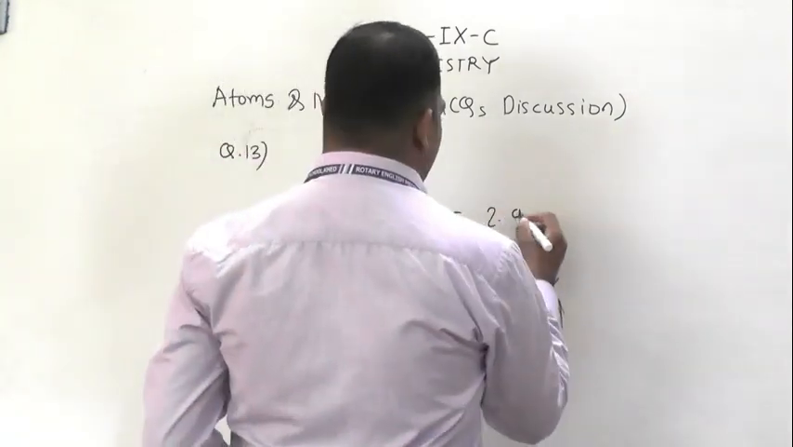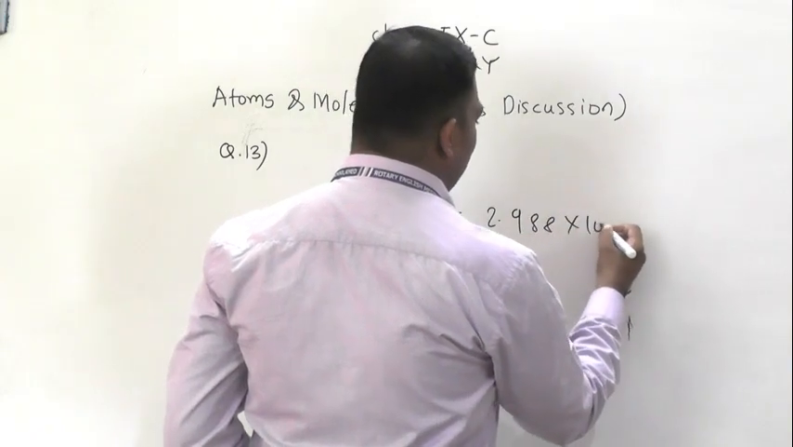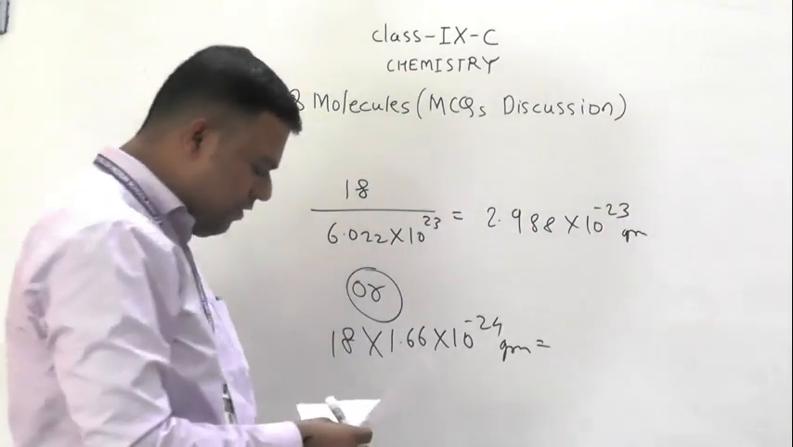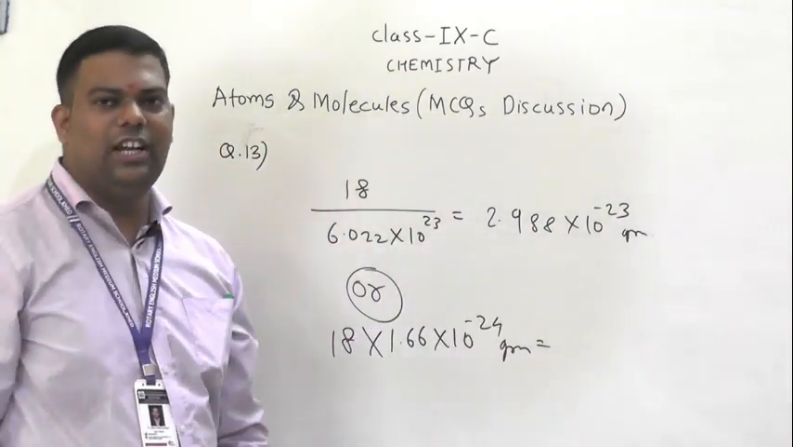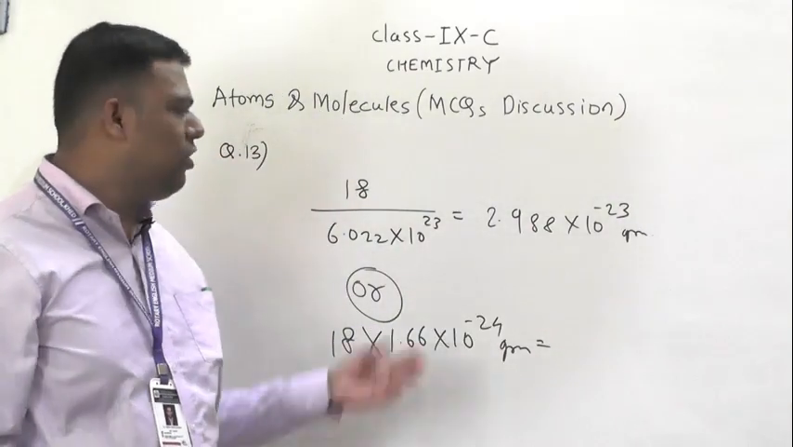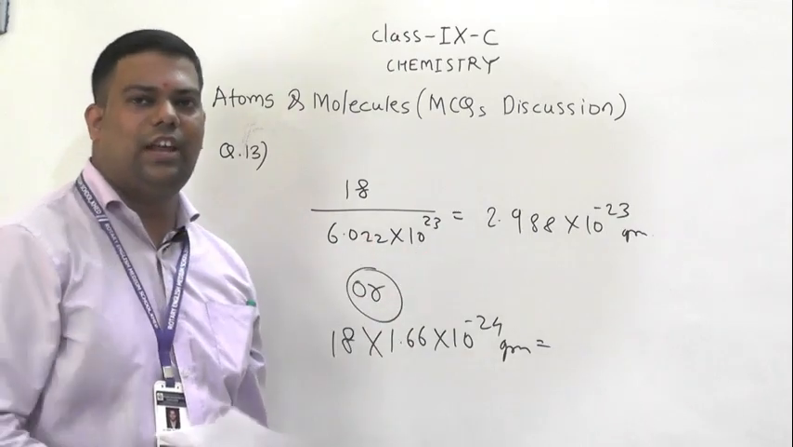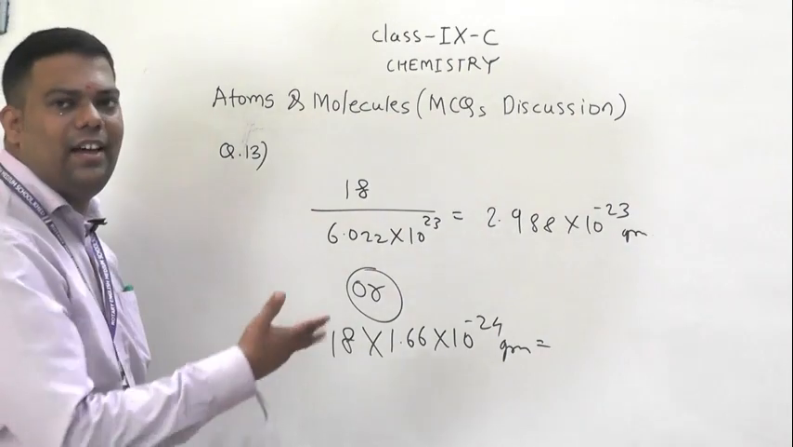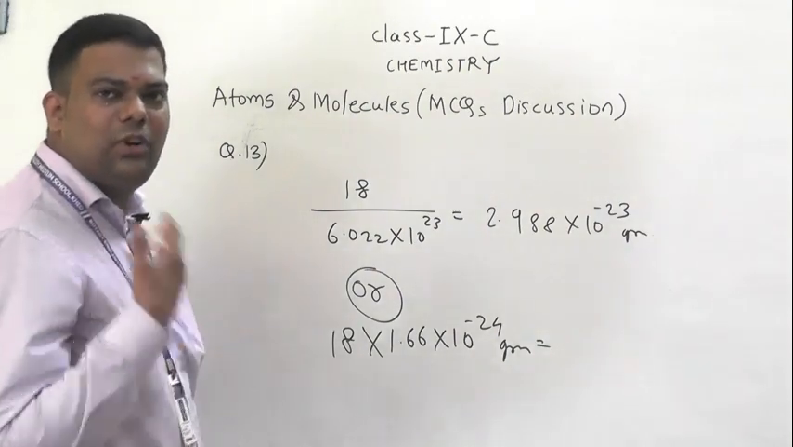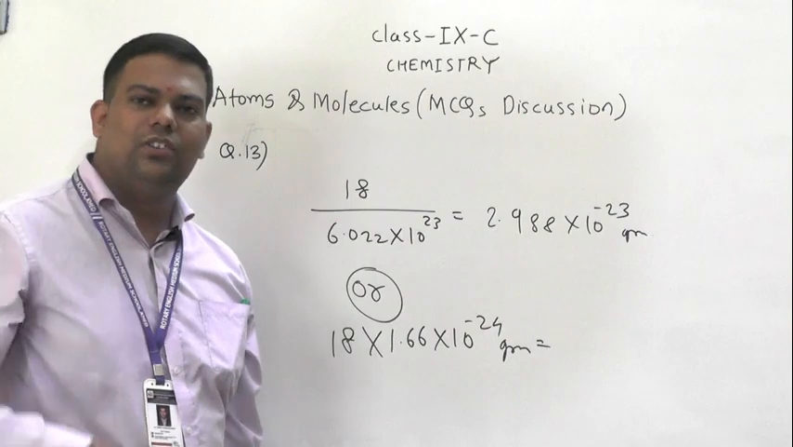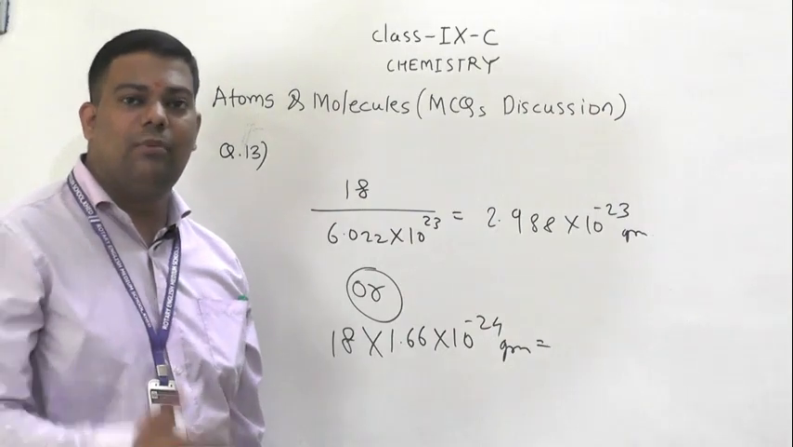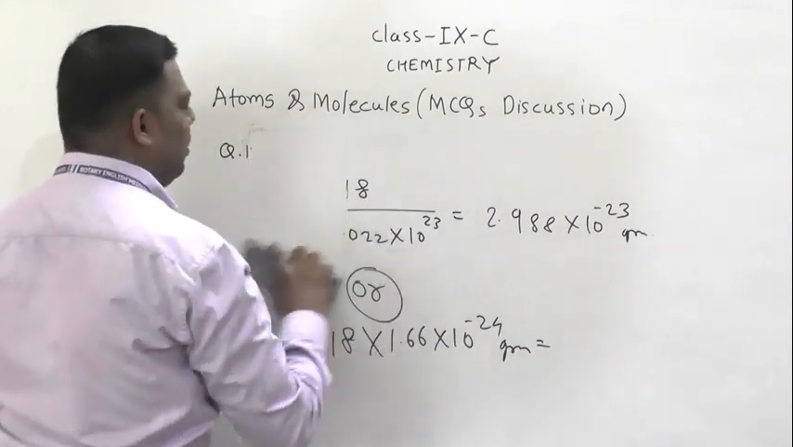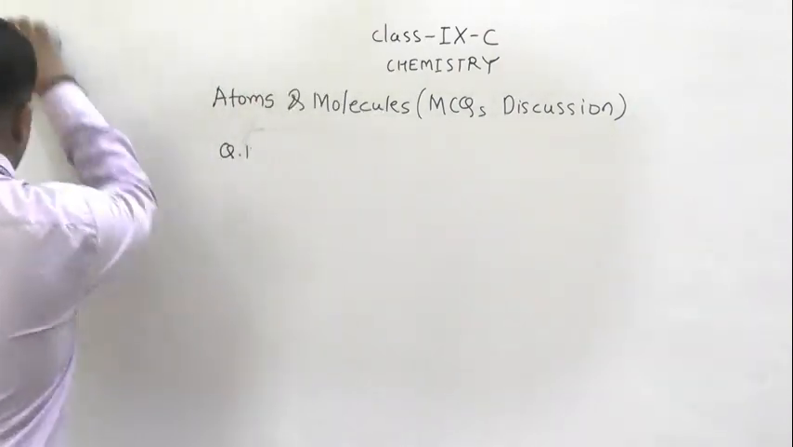So here 2.988 into 10 raised to minus 23 gram. After solving this, here also you will get the same answer. Okay, you can cross check with your calculation part. We already discussed prior, we did the calculation of mass of a single atom, sodium, oxygen, carbon also. Now we will discuss question number 14.